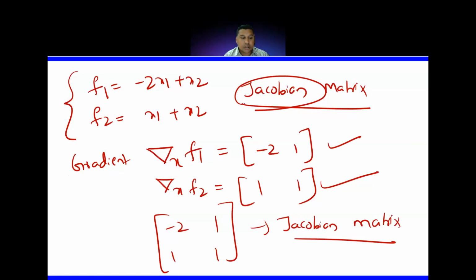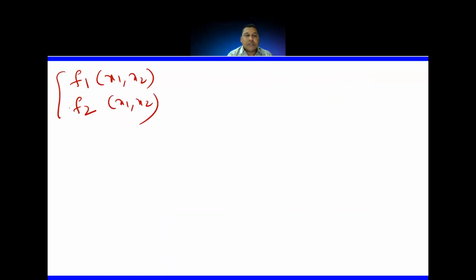Okay, now let's try to understand the general case. What is the Jacobian? Suppose you have two vector valued functions f1, f2, which are dependent on two variables x1, x2. Then you find the partial derivatives of both f1, f2 with respect to x1, x2, and represent them in a matrix form. How do you find it?